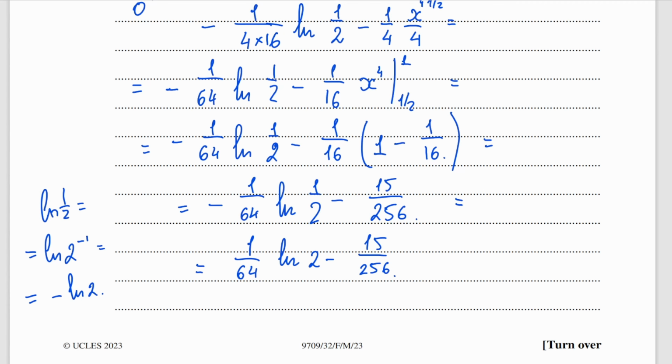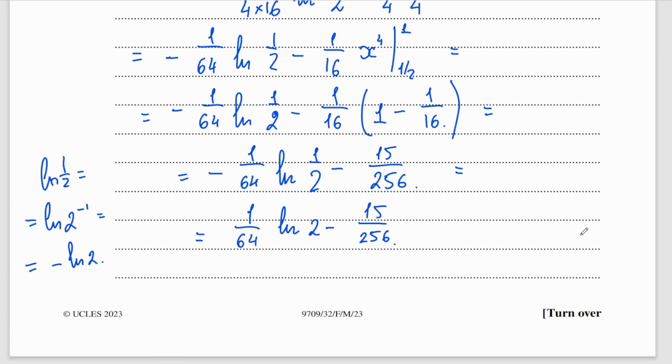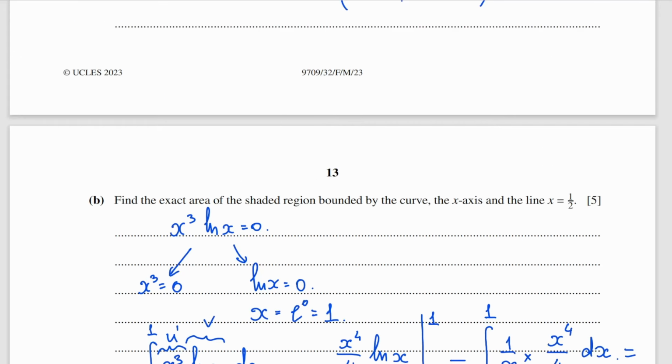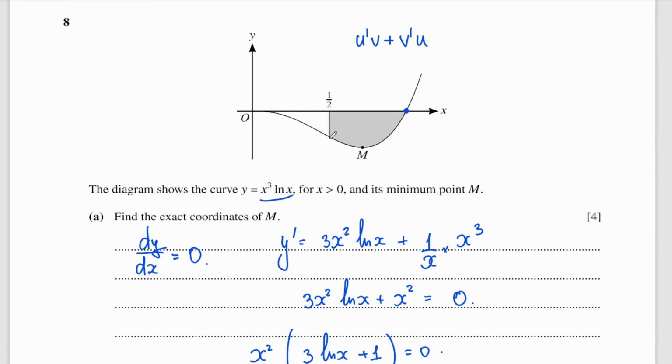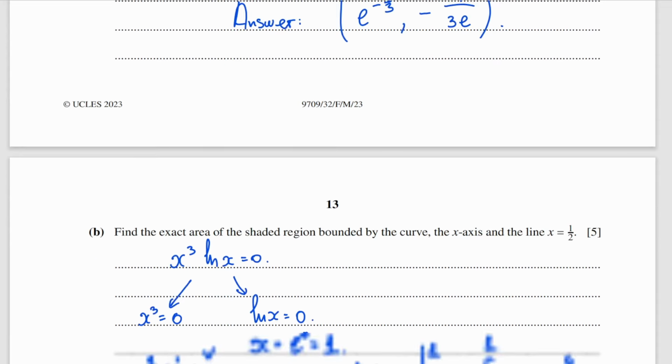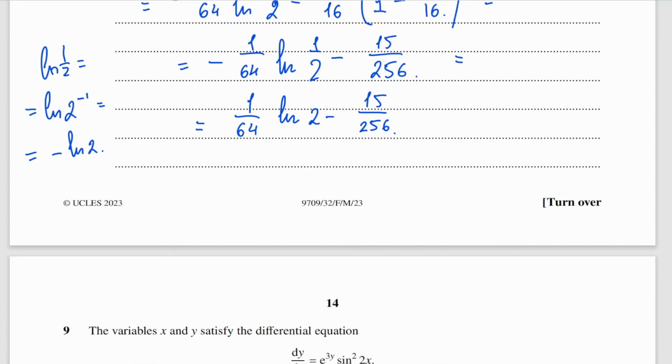And I think that looks way much better. But let's not rush and write it as the final answer. Why? Because if you look at this curve, it lies below the x-axis. So that means the integral is going to be negative, but the area should be positive. So what I'm going to do is multiply my answer by negative 1 to make it positive. So 15 over 256 minus 1 over 64 times log 2.